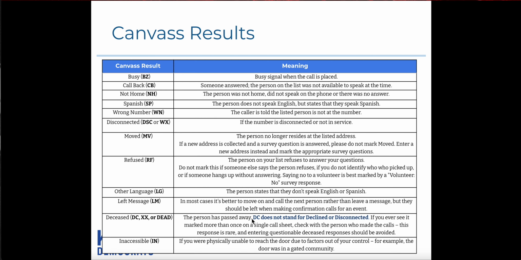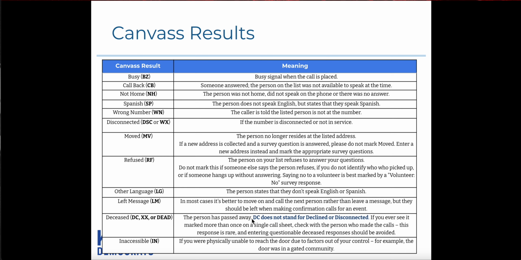Canvass results, big long list. I'll let folks go through it, but this is the true meaning of what everything means. So with things like busy, that's when you're doing a call and you get a busy signal. Call back is you called someone, they were not able to talk at the time, and said call back. Not home, self-explanatory. Wrong number is, like we said, the person's not at the number.